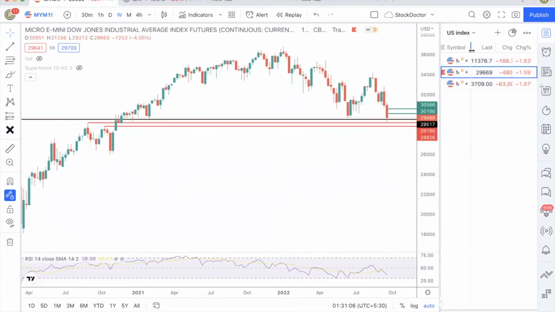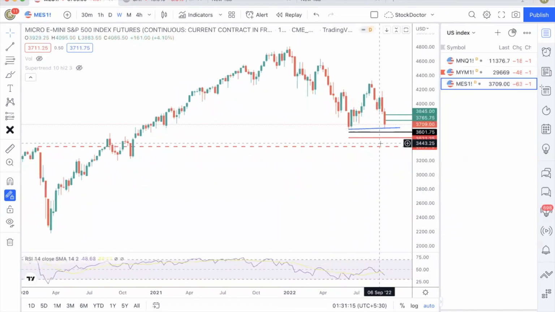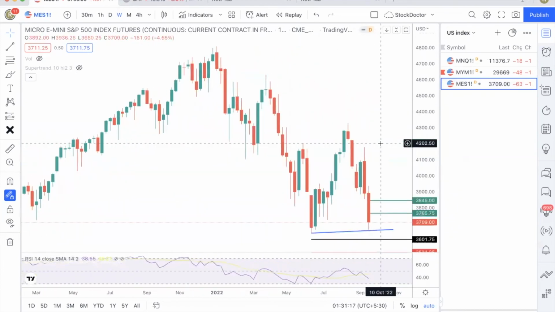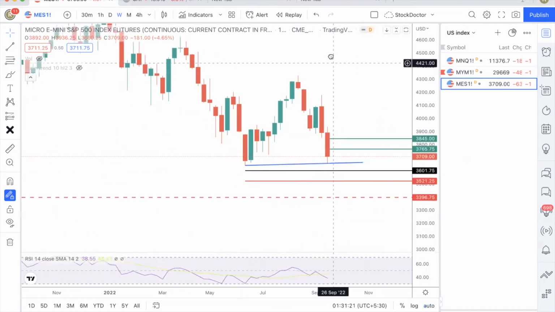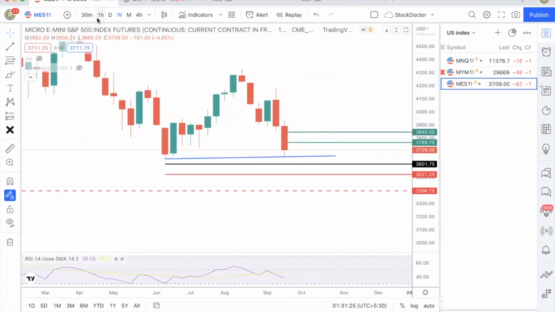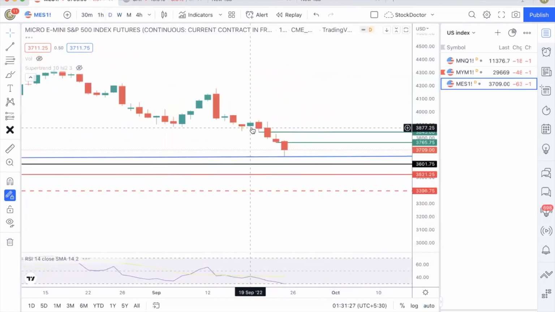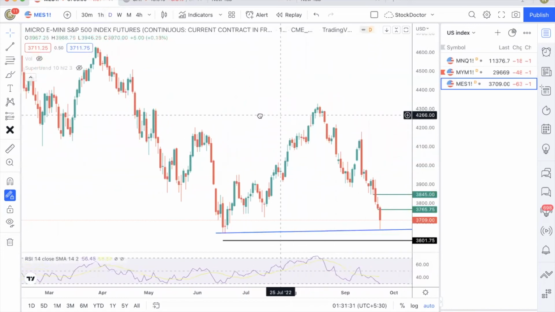So now we are going to talk about the third index, that is S&P 500. This is the last index which we are going to discuss in today's video. Let us zoom in. Same style, same strategy, same pattern. Let me convert into the day chart for S&P 500.